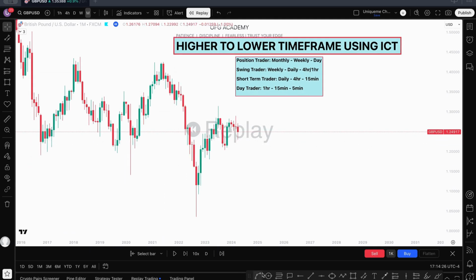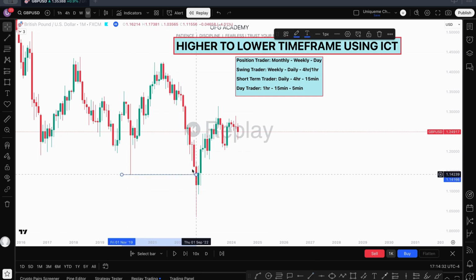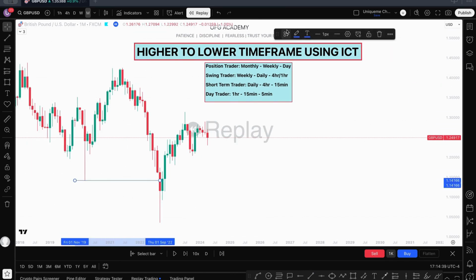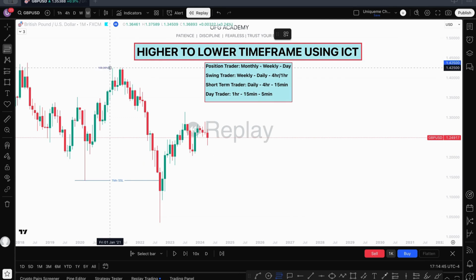Now, what do I see here? This is the monthly chart, right? What has the market done? The market has taken out external range liquidity. I want to start from the monthly and see how top-down analysis is done. Price took out the external range liquidity from here, sell side liquidity. My Fibonacci is from here, from the high to the low.